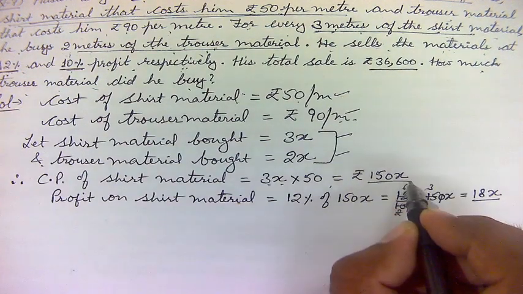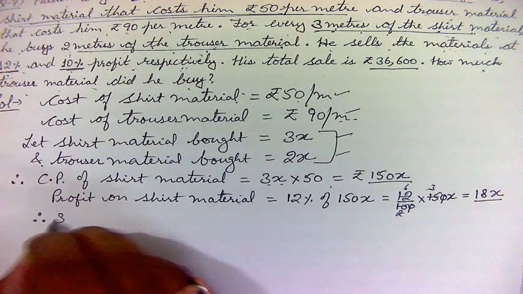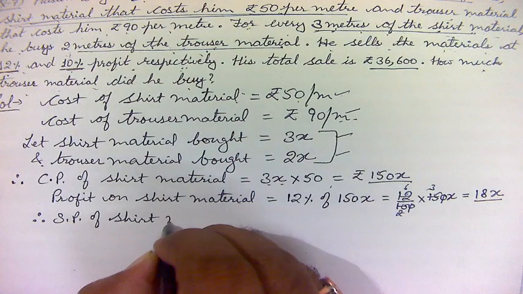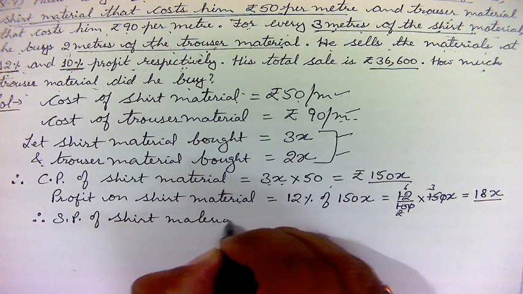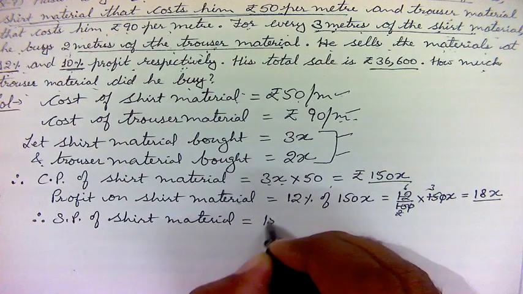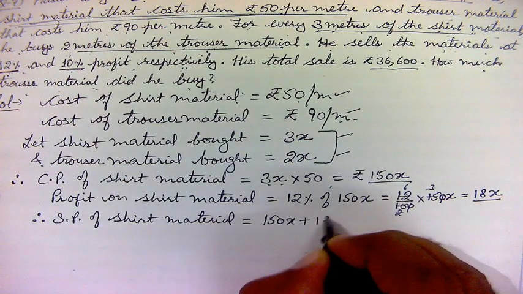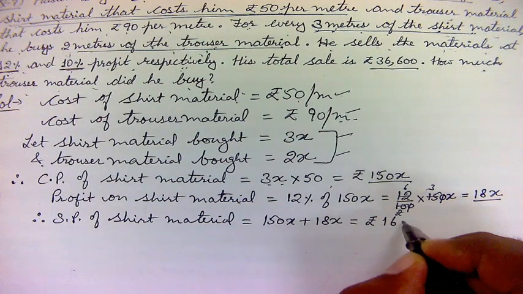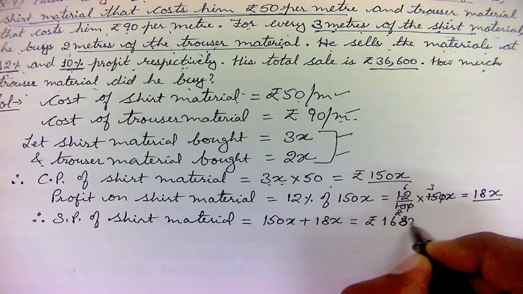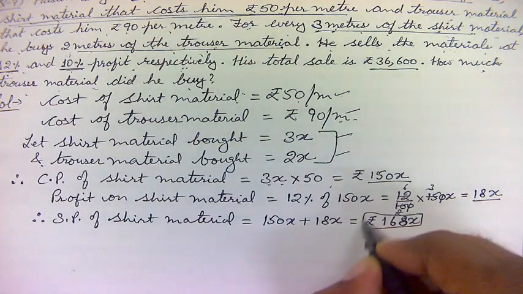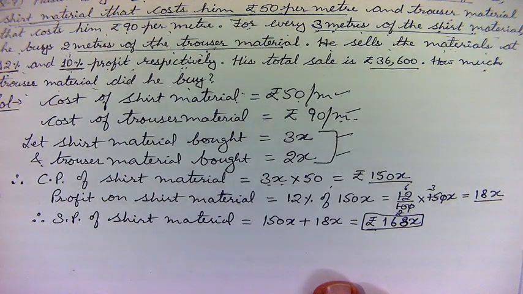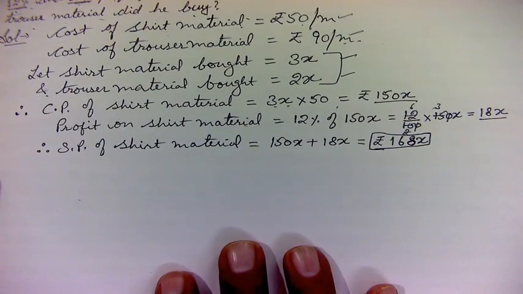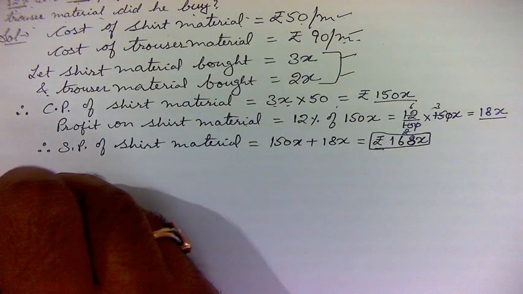This is the cost price. Therefore, the selling price of shirt material will be 150x plus 18x, that is rupees 168x. This is the total selling price of shirt material. Now similarly we will calculate the selling price of the trouser material also.